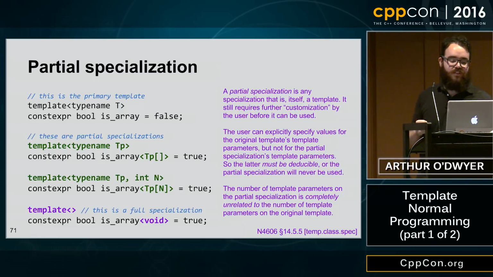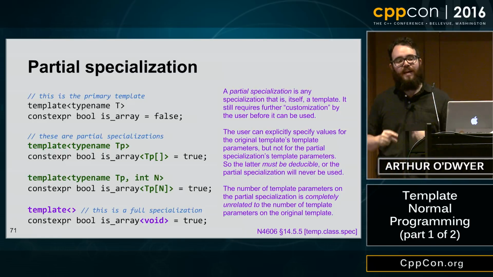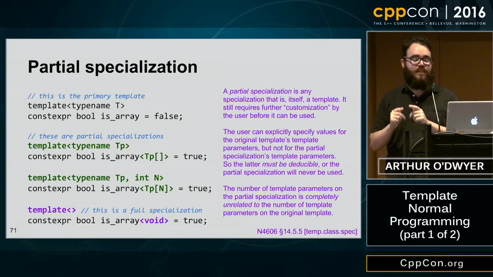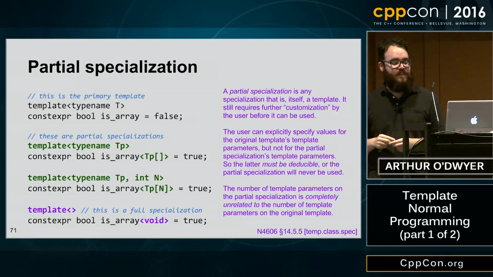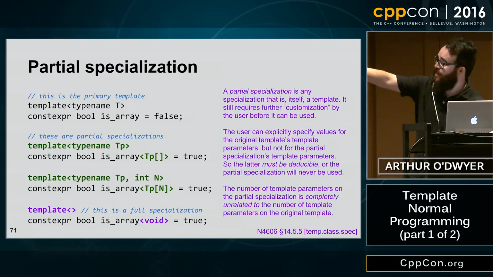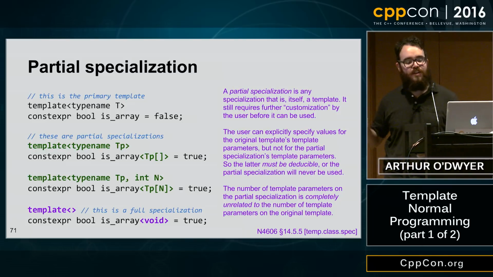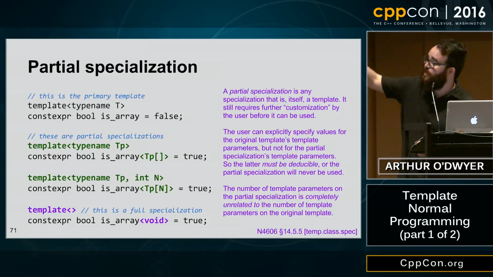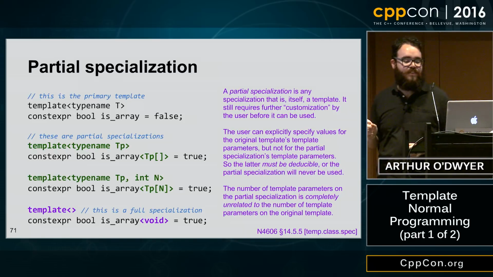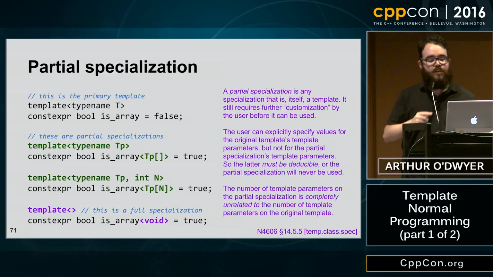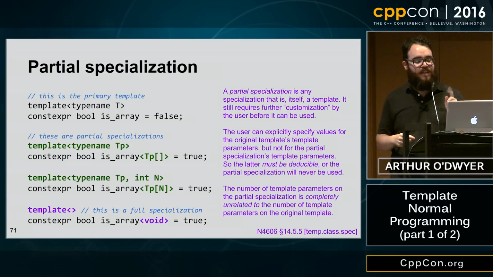Or you have a full specialization, which is template empty angle brackets. And again, the empty angle brackets are important. They're what tells you it's a full specialization. And then it also has something in angle brackets after there that, of course, doesn't depend on any template parameters because there are none. Notice that the number of template parameters on the partial specializations we have here are completely unrelated to the number of template parameters on the original template. The original template, primary template, had 1. Here I have a partial specialization, which also has 1, and a partial specialization with 2 template parameters. And I have a full specialization, which of course has 0.